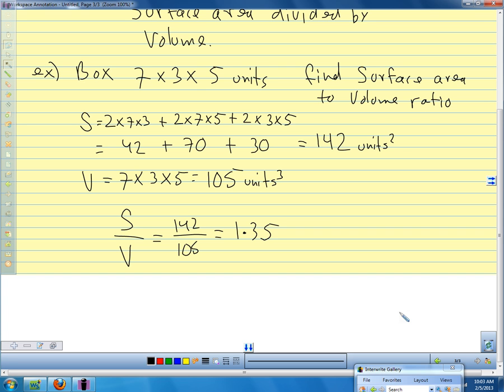So those are the kinds of questions that the homework's going to ask you about surface area to volume ratio. So try to think about why you would want a certain shape to have a large surface area or a large volume. Questions?